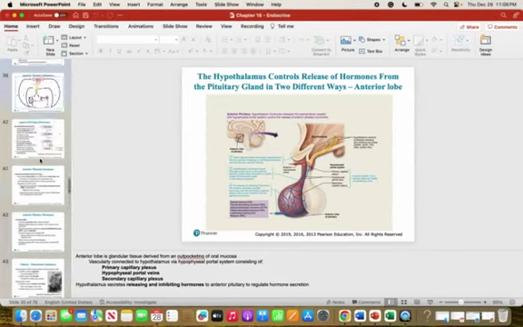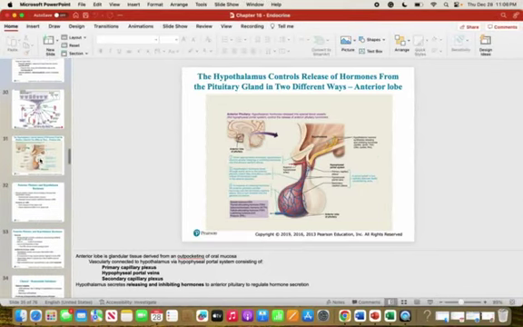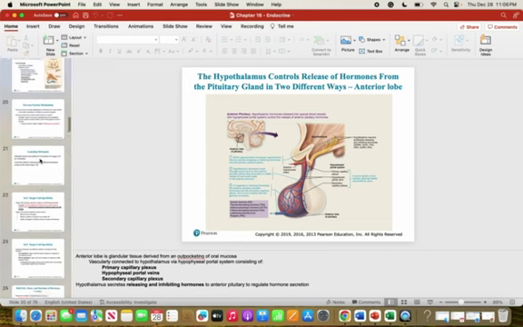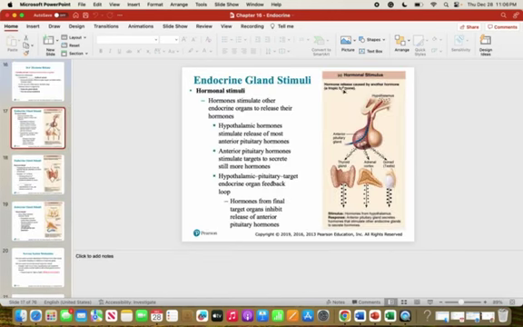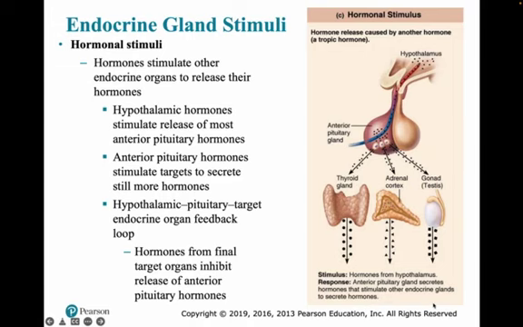Hi everyone. So we just were in our first lecture. We finished talking about endocrine gland stimuli, and what we spoke about was hormonal stimuli. The first kind of stimuli that we spoke about was one hormone influencing the release of another hormone, then another hormone. So three sets of hormones we discussed.